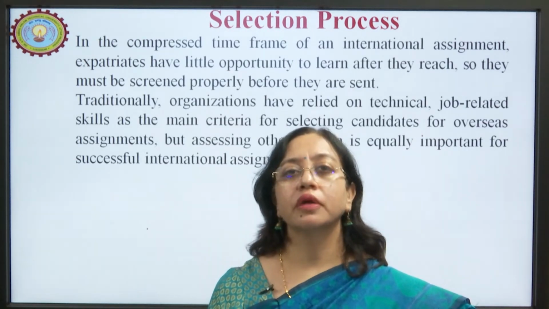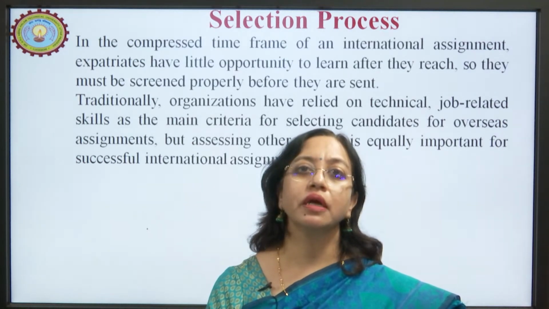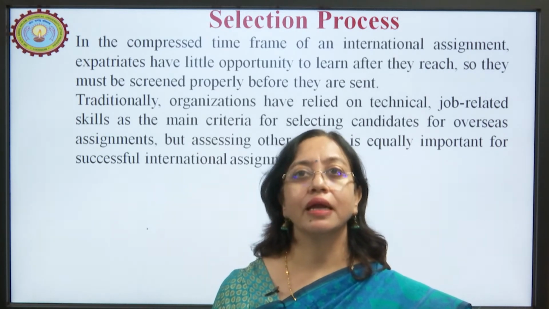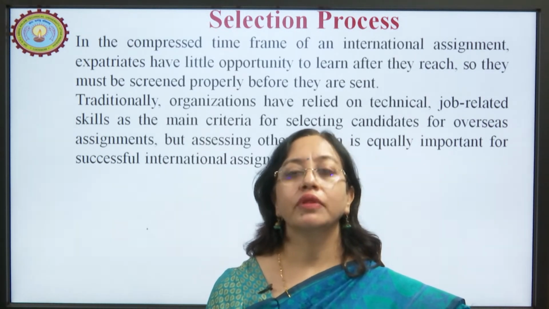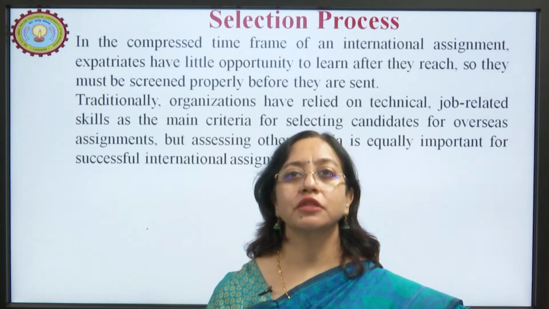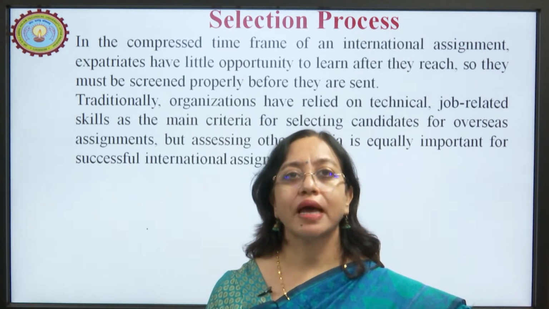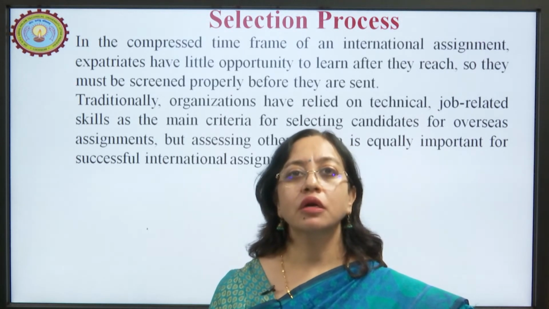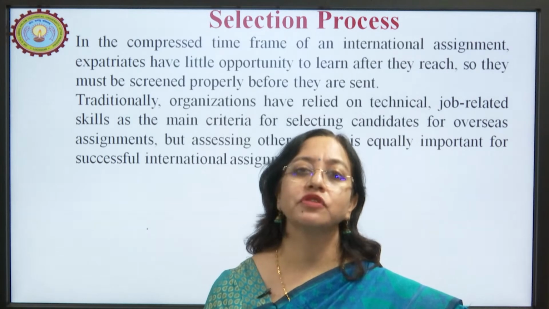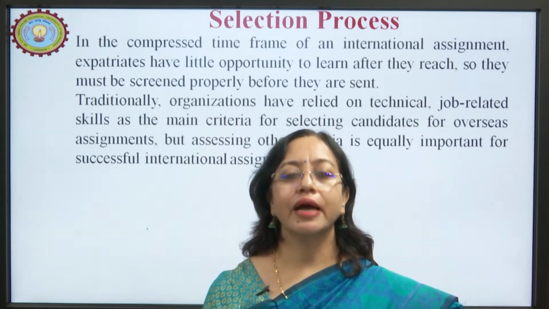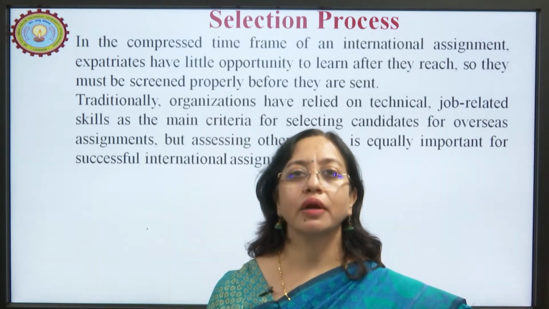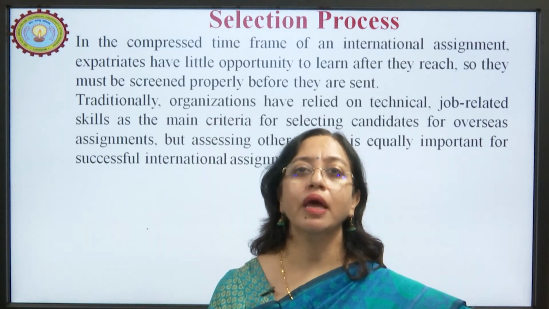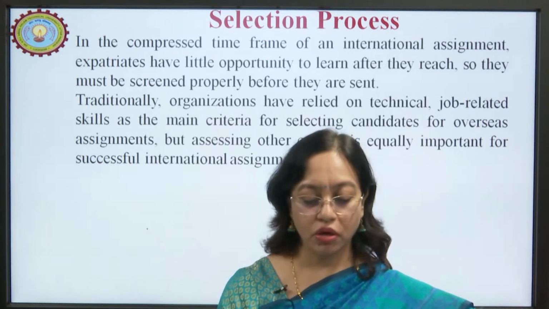The mistake organizations were making initially was that they only assessed the technical or job related skills. That was considered the main criterion for selecting candidates for overseas assignments, but assessing other skills is equally important for successful international assignments. We have just seen in the earlier slide that, besides the intellectual capital, the psychological capital and the social capital also have to be assessed. So, how does the organization go about doing that?